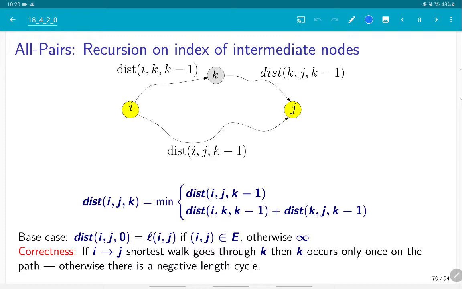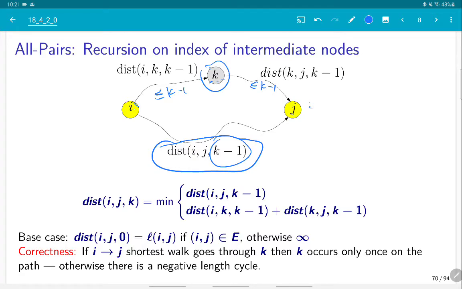As I said, this now gives rise to a natural way to decompose the path. Either in the shortest path between i and j there is no kth vertex in the middle, so then it's just the distance between i and j using maximum index k minus 1. Or alternatively, the kth vertex does appear, but then we have to go from i to k, where the maximum vertex is smaller than k minus 1, and then go from the kth vertex into j, where the maximum vertex is smaller than k minus 1. And we take those two options and we take the minimum.